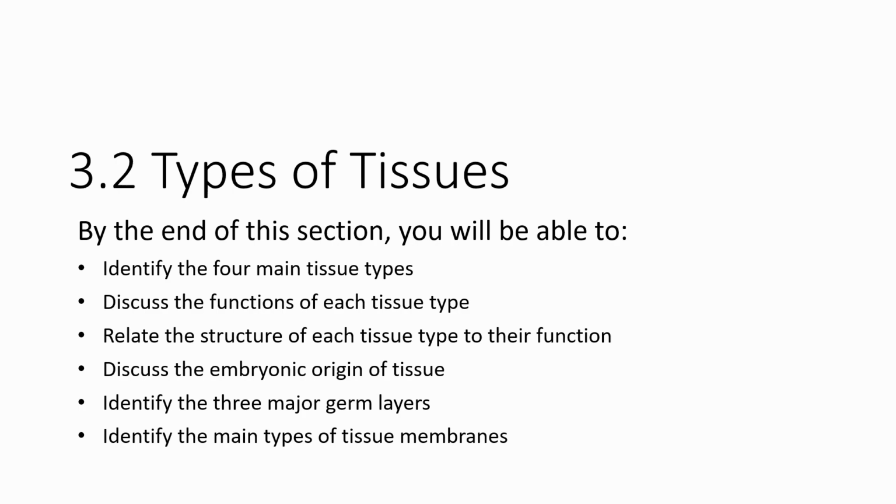So let's get into our types of tissues. We're going to be identifying the 4 main tissue types, talk about the main functions that each category does, the structure of each main category, and then where they originate from when we're looking at an embryo, and the 3 major germ layers and tissue membranes.